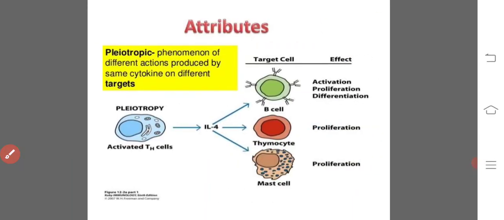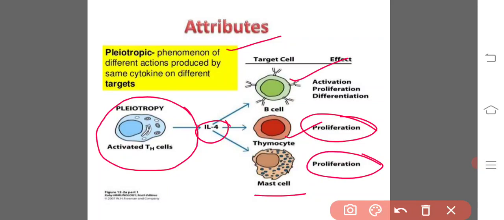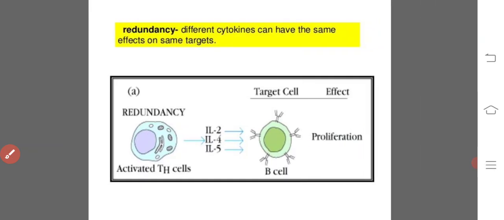See here the pleiotropism or pleiotropic activity, that is the phenomenon of different actions produced by the same cytokine on different targets. Here there is an activated T cell, Th cell, and it produces IL-4, interleukin 4, and it acts upon the B cell for activation, proliferation, and differentiation. It can also act on the thymocyte for proliferation. It acts also on the mast cell for proliferation. This is the pleiotropic activity of the cytokines.